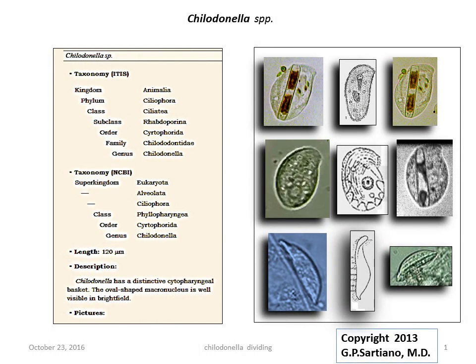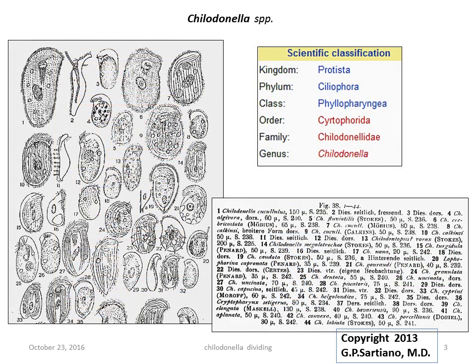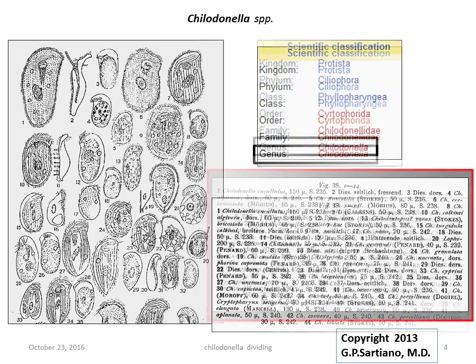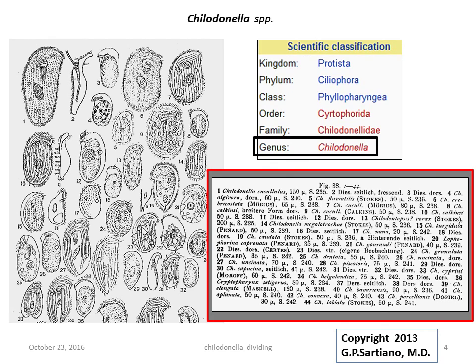Chilodonella is a ciliate, a member of the phylum Ciliophora. It resides in its own named genus, Chilodonella. In the genus Chilodonella, there are many named species. Over 40 are listed in Call's textbook.